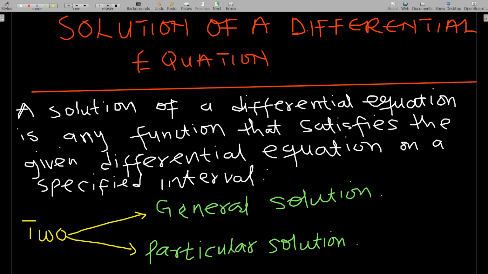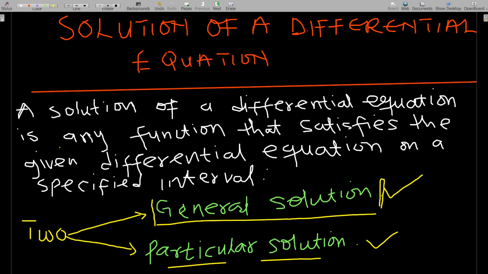In that, we have two types of solutions to a differential equation. Mostly when you are solving a differential equation, you first get a general solution, and then you use the information given to find your particular solution. So you always get a general solution, and then we use the general solution to get a particular solution.